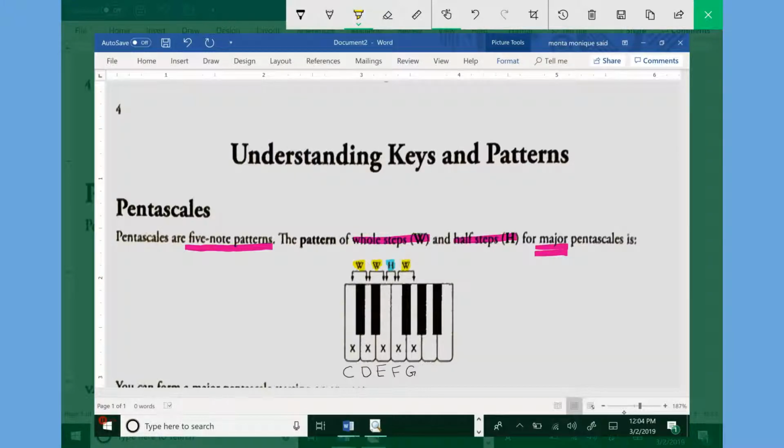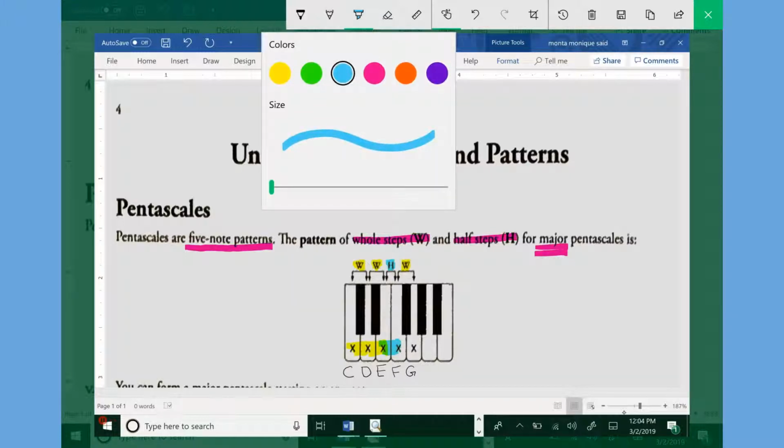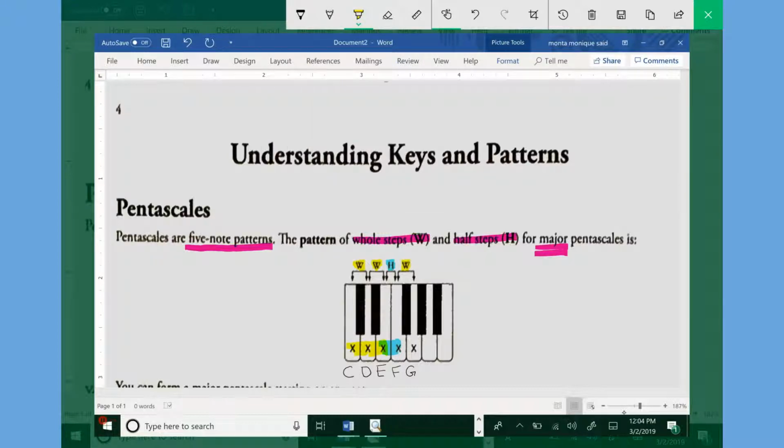Let's highlight from C to D is a what? A whole step. Yes. From D to E is what? Another whole step. Perfect. I think you're getting the hang of this. From E to F, it's different because it's a half step. And from F to G is another whole step.